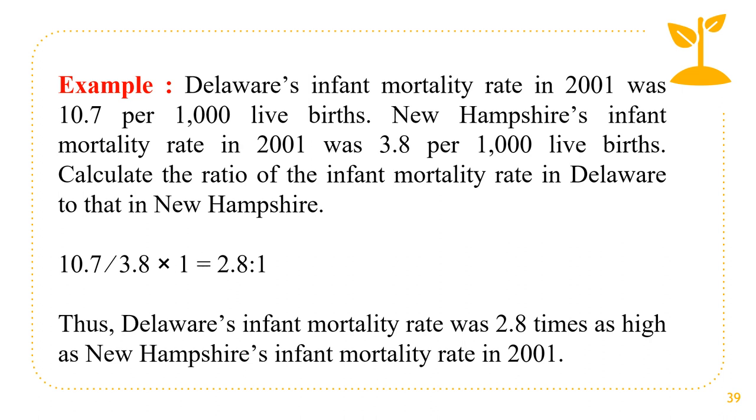Example, number of children with scabies at certain time, number of children with malnutrition at certain time. The second example for the ratio: Delaware's infant mortality rate in 2001 was 10.7 per 1000 live births. In New Hampshire, infant mortality rate in 2001 was 3.8 per 1000 live births. Then calculate the ratio of infant mortality rate in Delaware to that in New Hampshire. So the numerator will be Delaware's, that is 10.7, divided by the denominator, New Hampshire's, that is 3.8, into 1. So it will give like 2.8 is to 1. So in the conclusion, you can write Delaware's infant mortality rate was 2.8 times as high as New Hampshire's infant mortality rate in 2001.